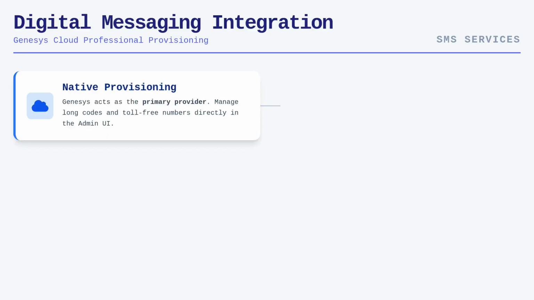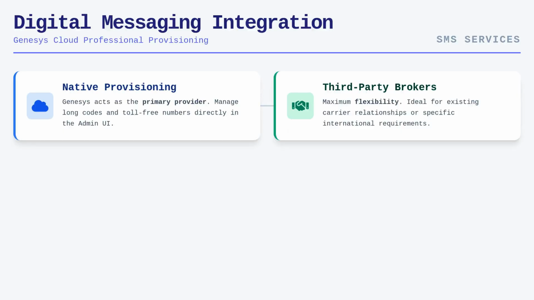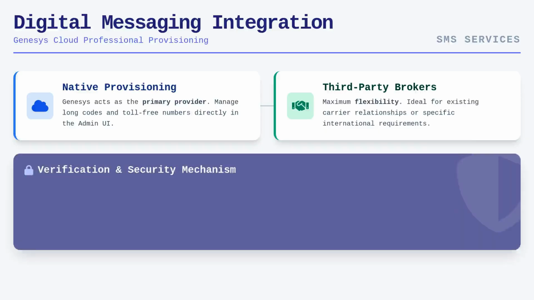When you select the native option, Genesys acts as the primary service provider, simplifying the management of long codes and toll-free numbers directly within the administration interface. Conversely, third-party brokers provide greater flexibility if your organization already holds existing relationships or requires specific international carriers.